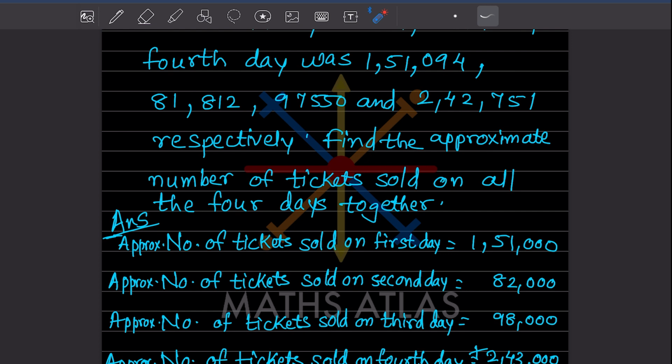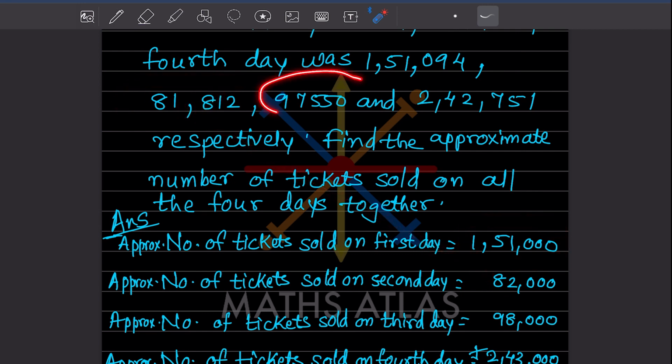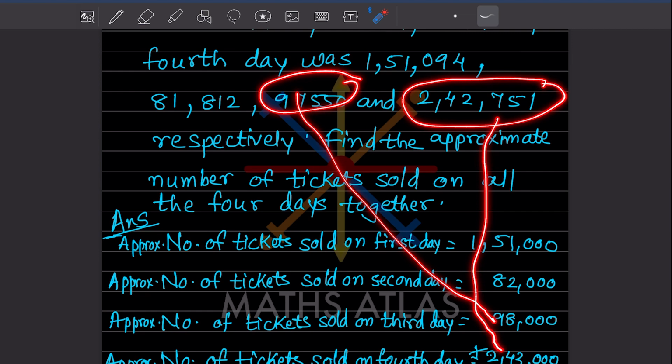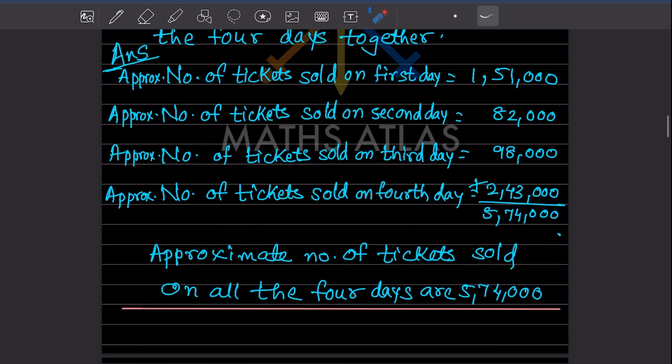So 1,51,094 becomes 1,51,000. This comes out to be 82,000. This is 98,000. 2,42,000 is this, and you are going to add all. Okay, so after adding all, what you can see, you get this answer. So this is the approximate answer. So approximate number of tickets sold on all the 4 days is this one. So now see, you got the answer over here, and you might think, why should I write this one?